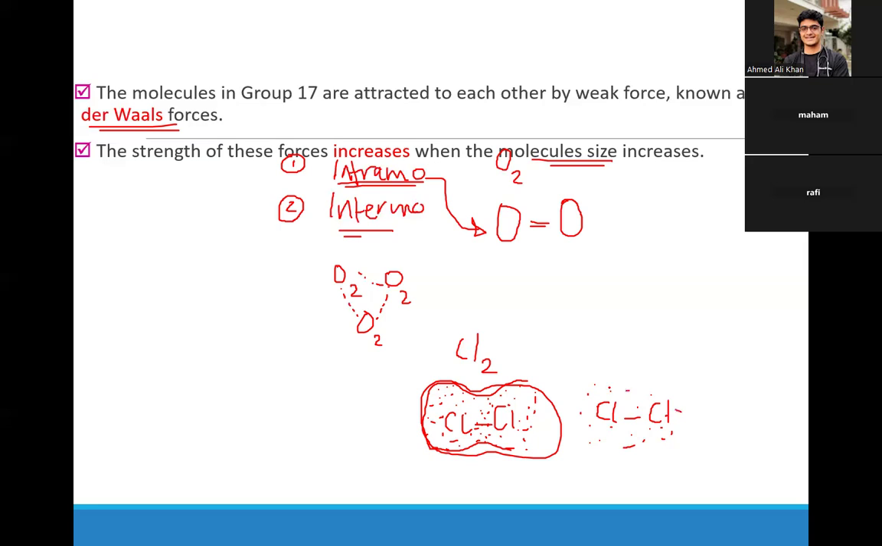The thing is that when another chlorine molecule comes near a chlorine molecule, tell me, what is the charge on the electronic cloud?